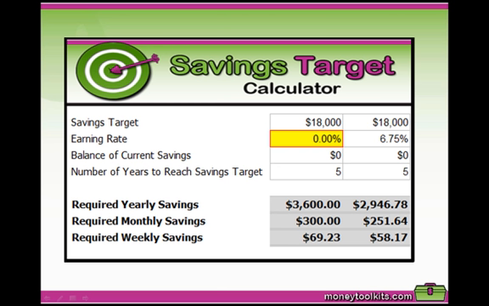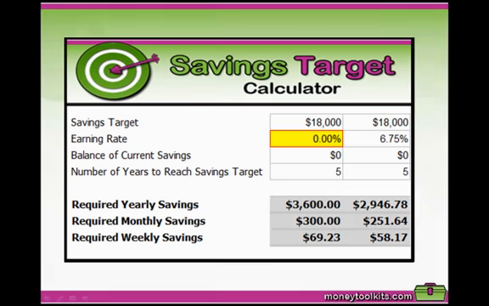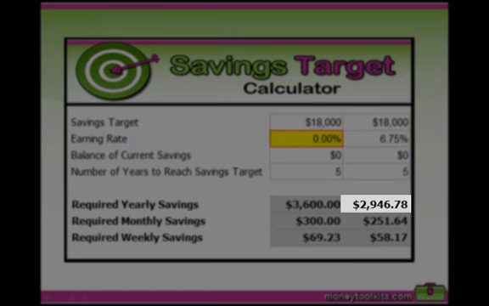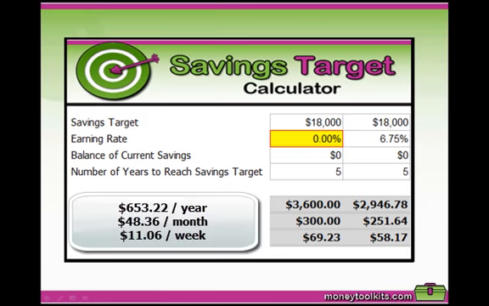In summing up, let's revisit the concept of compound interest, and let's have a look at Grace's situation with saving for her car. Now, as you can see, without the use of compound interest, Grace is required to save $3,600 a year compared to $2,946.78. So that's a difference of approximately $650 a year, $48 a month, or $11 a week.